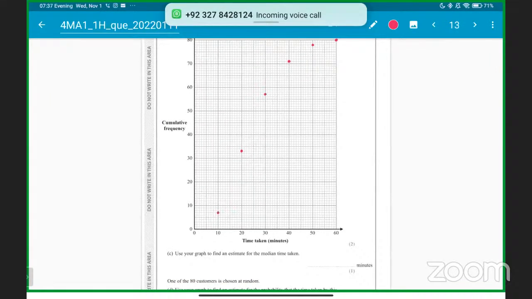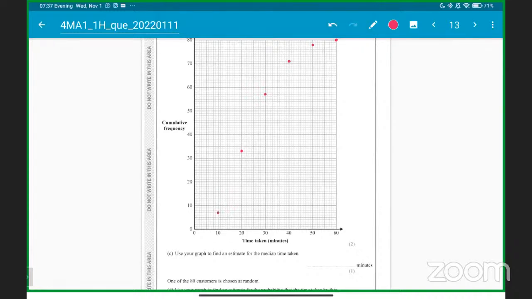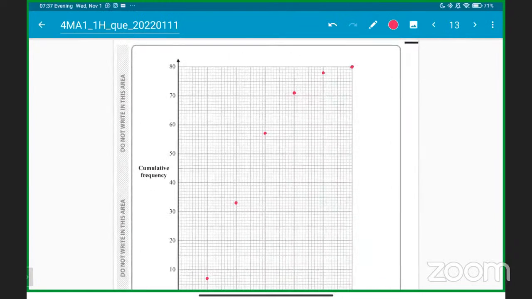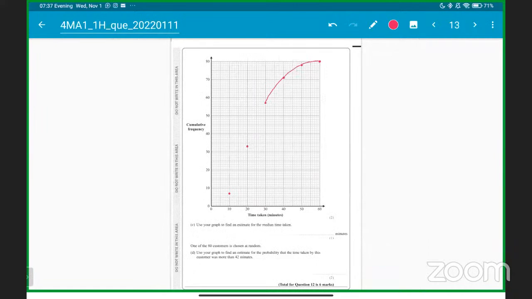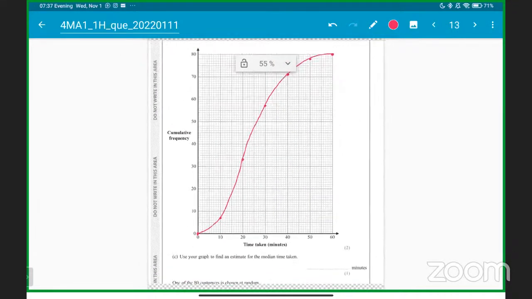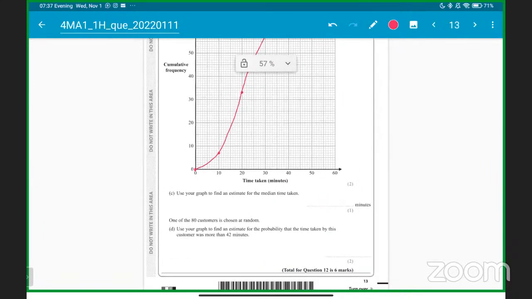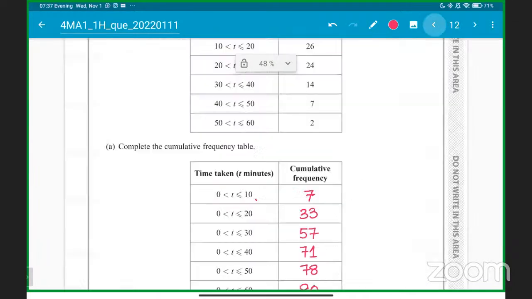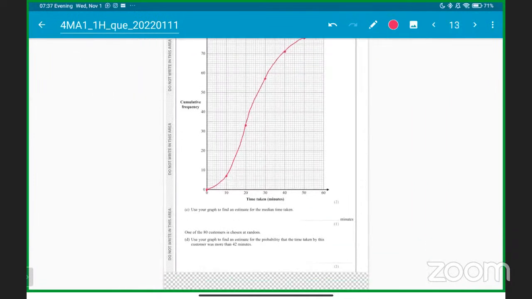And what we need to understand is that it is going to be this thing. Okay, make sure you make a smooth curve. So here we go. It is going to be a smooth curve. That's how the curve will look. And from 0 to 0, you match it up. So it will be 0 customers for 0 minutes. So make sure you draw a smooth cumulative frequency curve, and then you have to use your curve and make sure the answer is coming within the range that is given in the marking scheme.